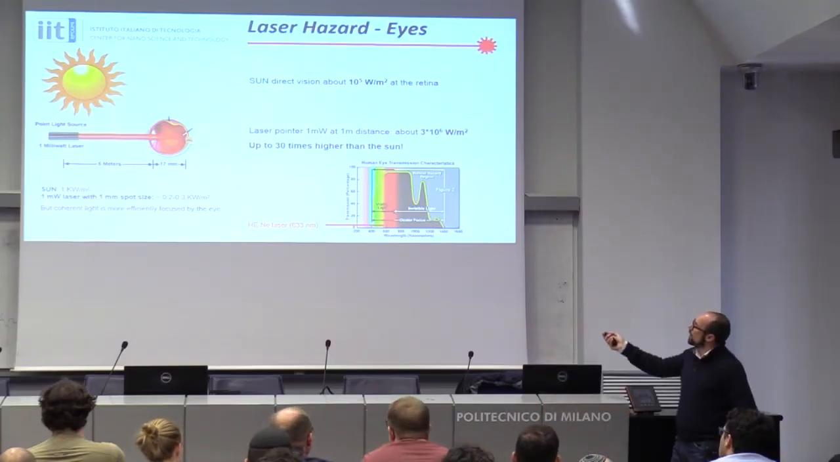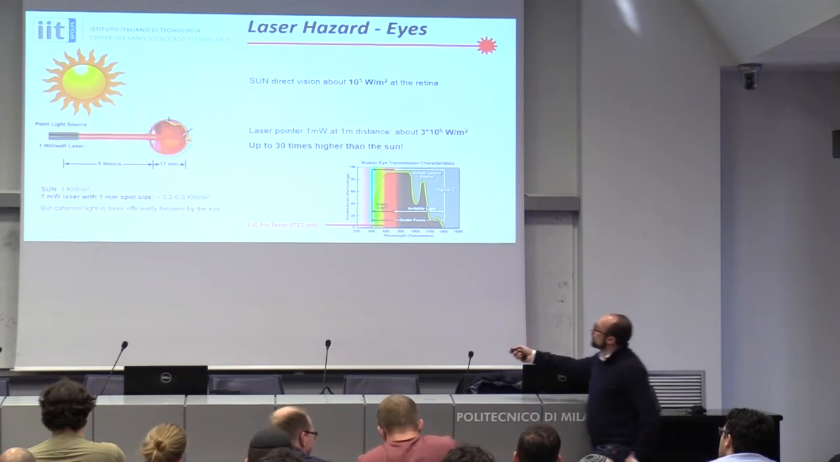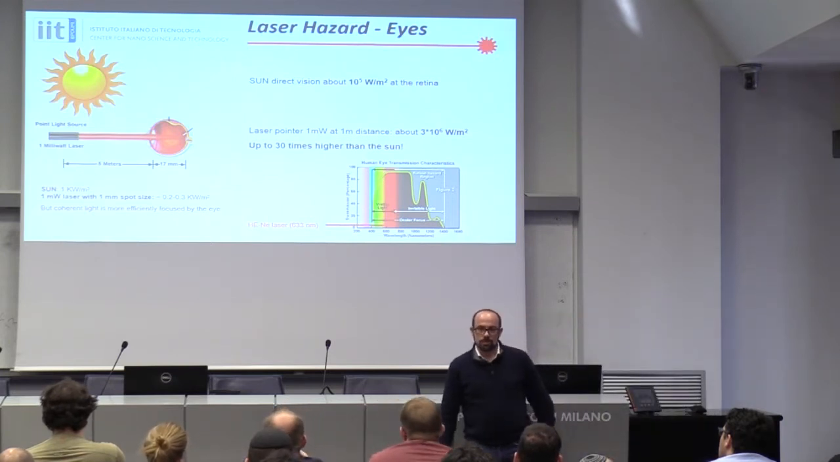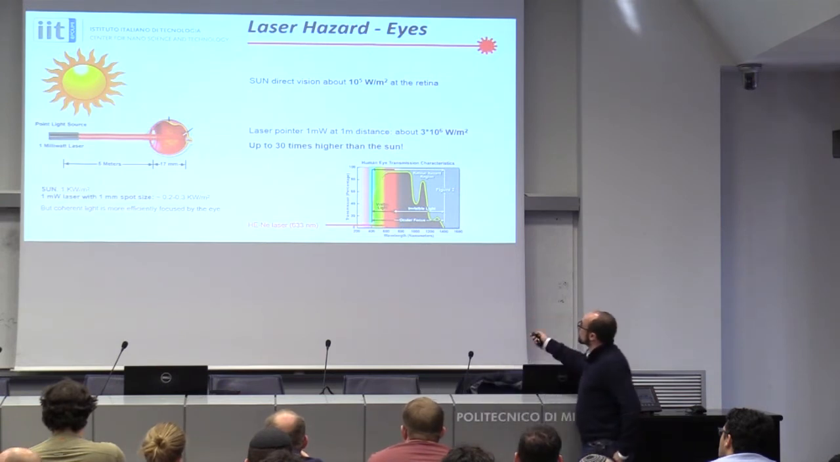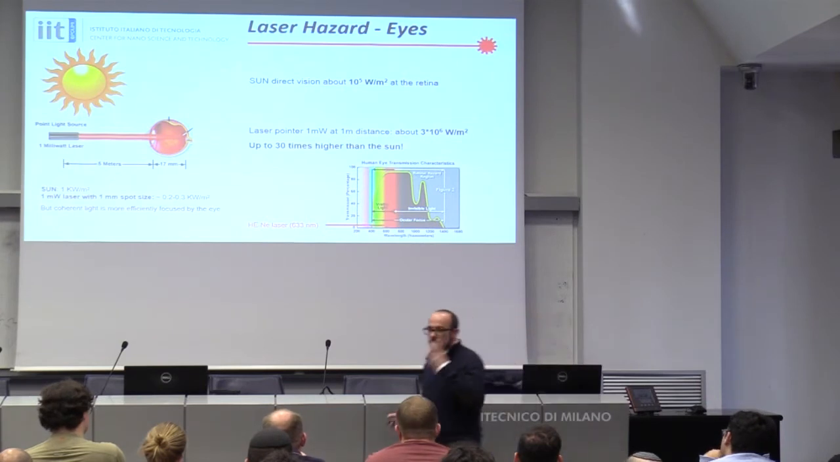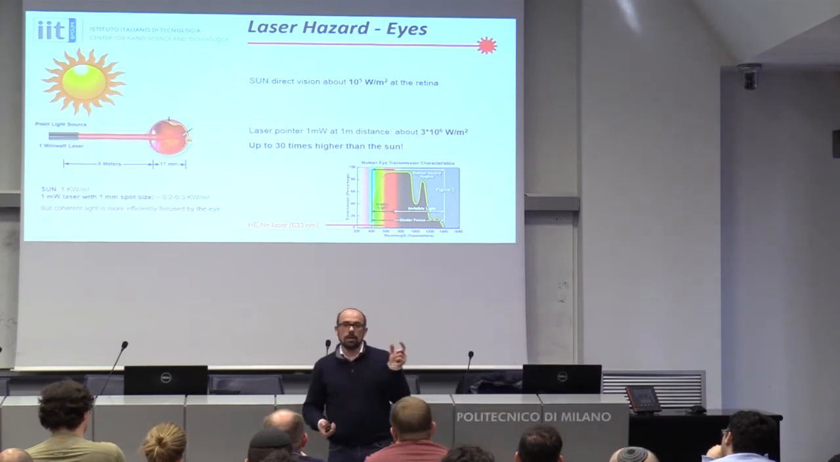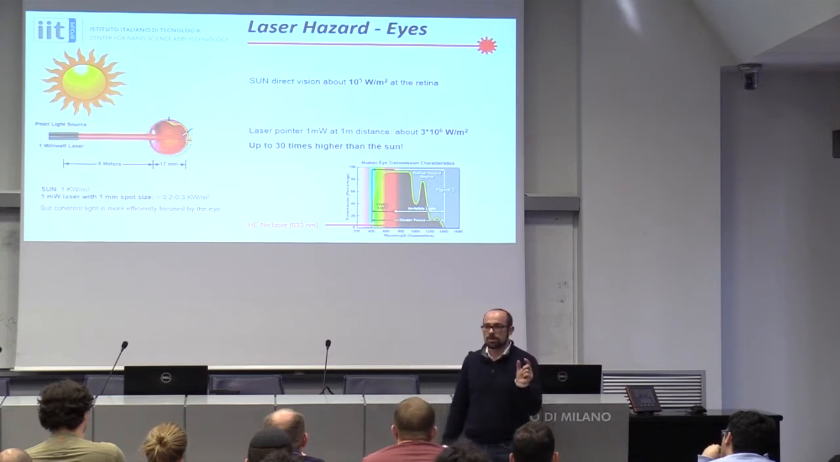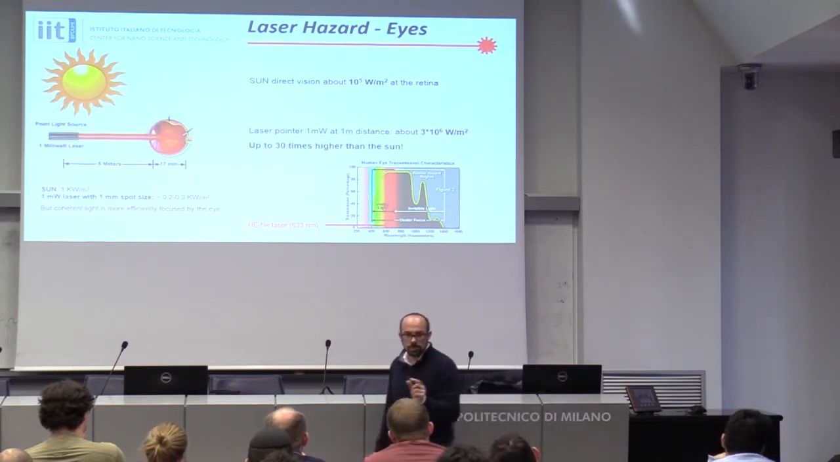In principle, this could be classified as class 2, in principle. Okay. I said that this is a gross approximation because it depends on many factors. For example, how big is your pupil? How your eye is going to focus. Usually it's 17 millimeters, but it depends from person to person.